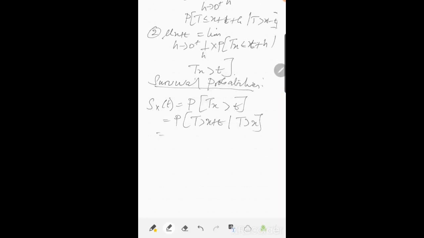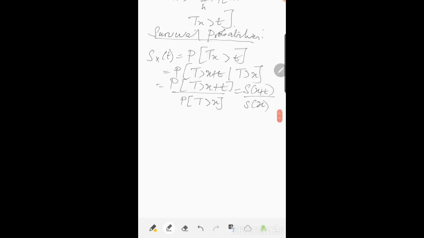Using conditional properties in statistics, we have the probability that T is greater than x plus t over the probability that T is greater than x. So the top part is x plus t, and the bottom part is x. This is a result which will relate to what we're going to see in further steps of the discussion.